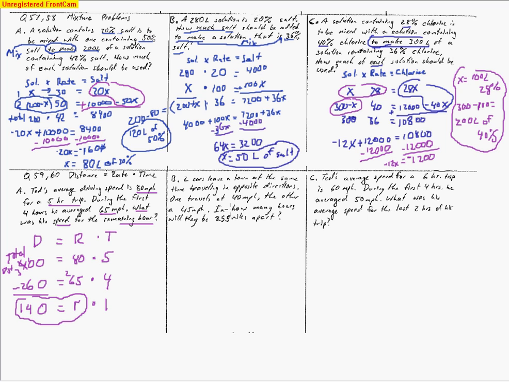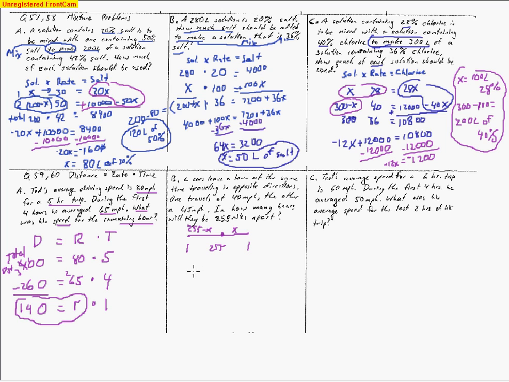We've got 2 cars leave town at the same time, traveling in opposite directions. Okay, so here's one car. Here's the other. Here's the town. And it says one travels 40 miles an hour, the other 45. In how many hours will they be 255 miles apart? So neither car has traveled that 255. One car has traveled X miles, we'll say. The other is, remember, this is a total now, so it's 255 minus X.